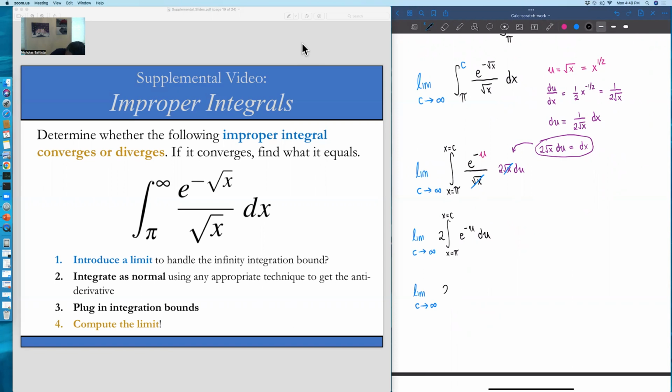So the antiderivative of e to the minus u is minus e to the minus u. And now remember, we are going to substitute in those integration bounds, but those integration bounds are with respect to x. So we have to be a little careful because at this point, we still need to resubstitute what we called u, the square root of x, into this antiderivative.